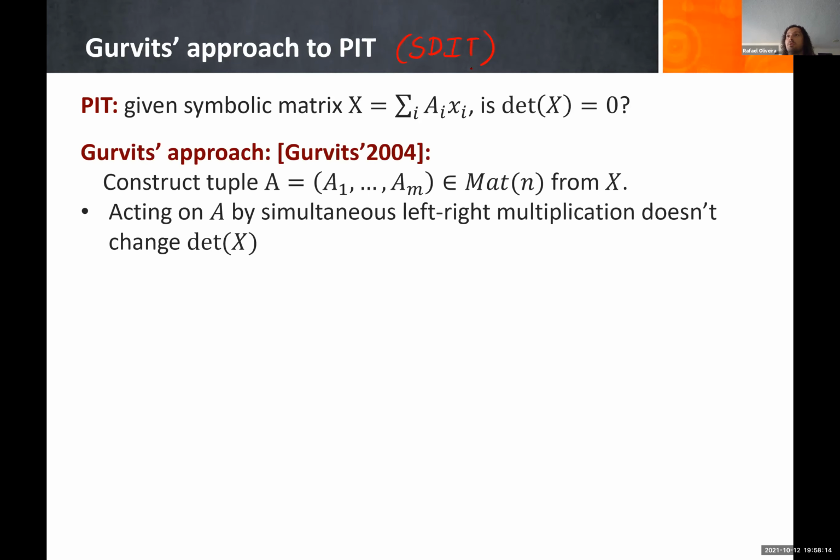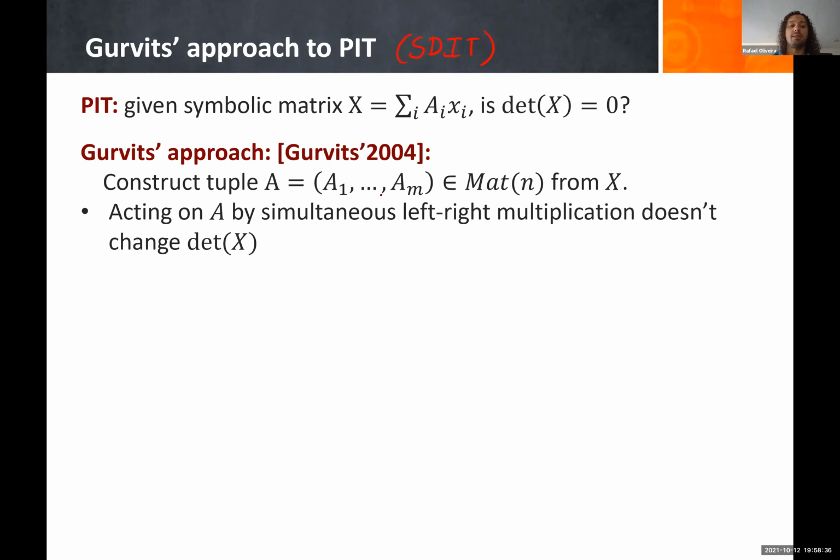So what was his approach? Well, his approach is the following. Let's construct this tuple of matrices A1 up to Am from X. Suppose I'm giving it as white box. Even solving white box PIT is a dream for all of us. So suppose that we know these matrices A_i, and we're just going to construct this tuple A1 up to Am.